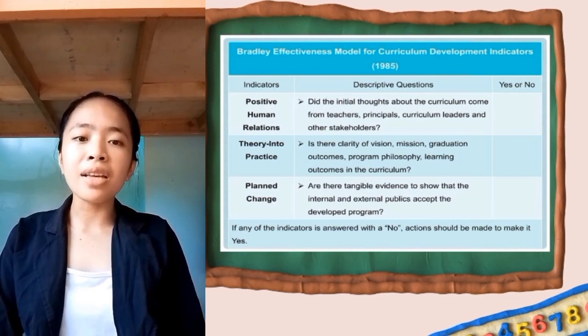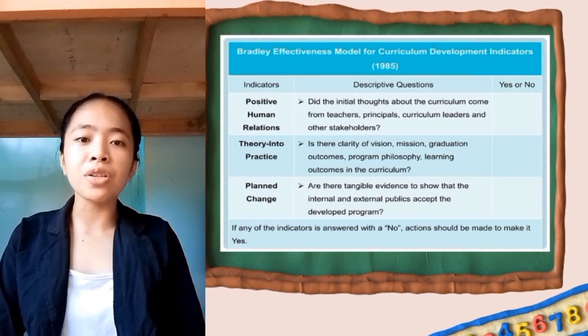By answering yes to all the questions, it means that it is a good curriculum as described by Bradley. If any of the indicators is answered with a no, action should be made to make it yes.